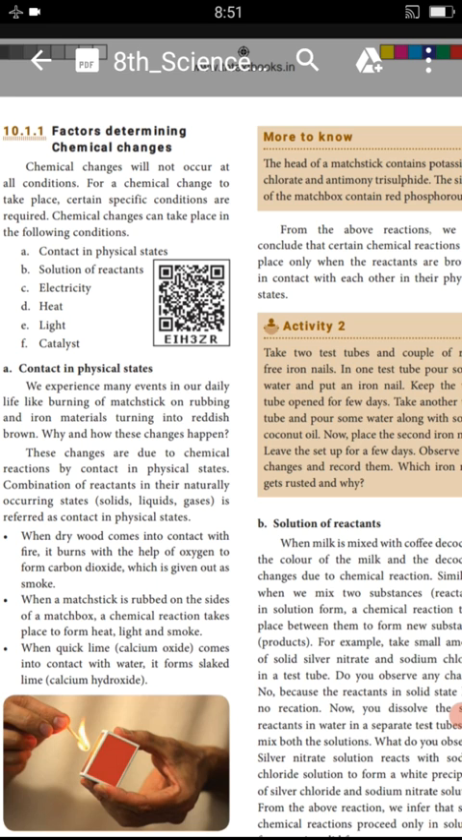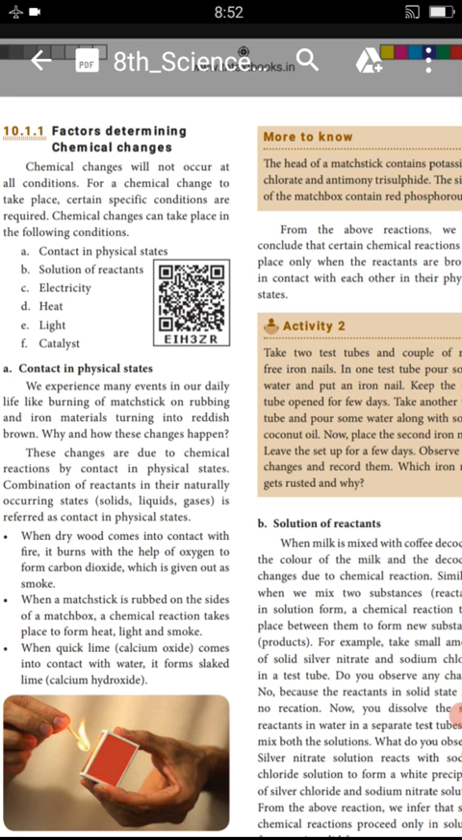Next, factors determining chemical changes. Chemical changes will not occur under all conditions. Certain specific conditions are required for chemical reactions. Some required conditions are given in our book: contact in physical state, solutions of reactants, electricity, heat, light and catalyst.